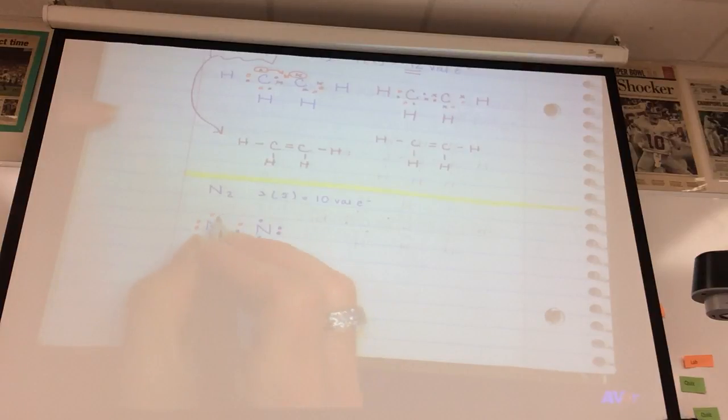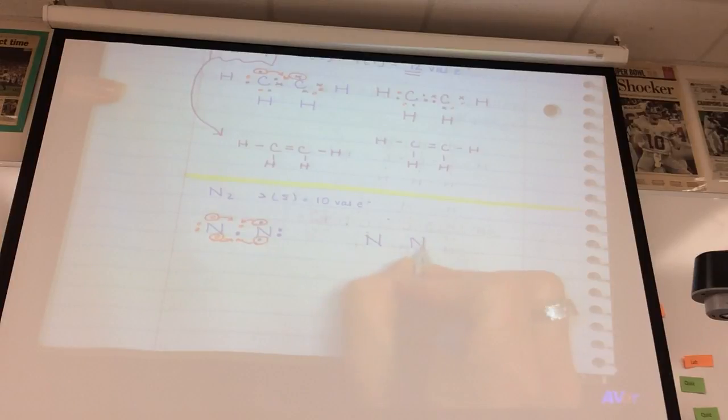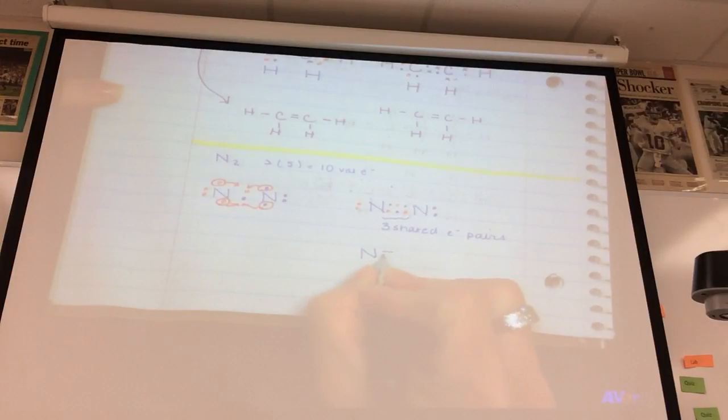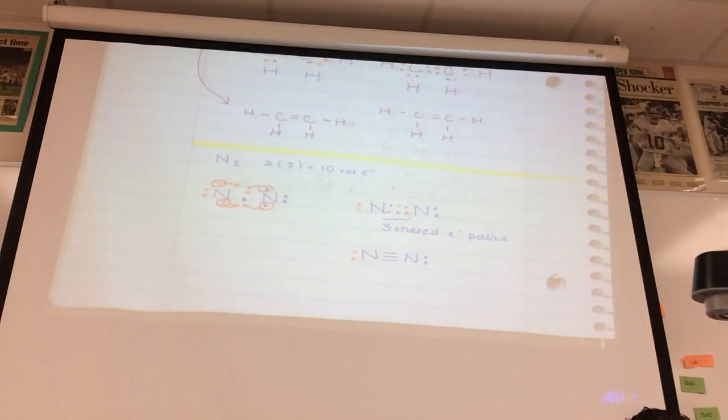Now this time you don't just have two lone electrons, but rather four. They move into the middle and pair. And what you get now is another type of multiple bond. And what type of bond is this? A triple bond. So this is 3 shared electron pairs. And you have nitrogen gas.